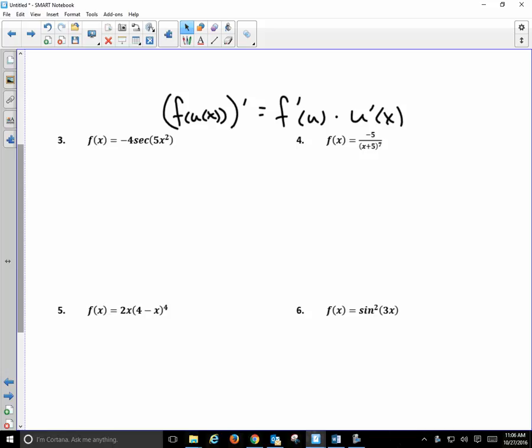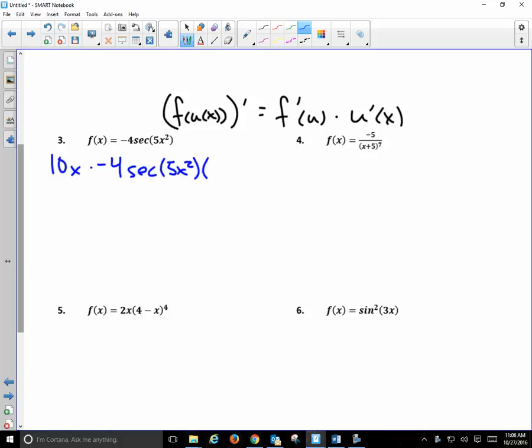And here's the idea. The derivative of the inside, 10x. Derivative of the outside. What's the derivative of secant? Secant tan. So the derivative of negative 4 secant of u will be negative 4 secant of u tangent of u. So I get negative 40x secant of 5x squared tangent of 5x squared.